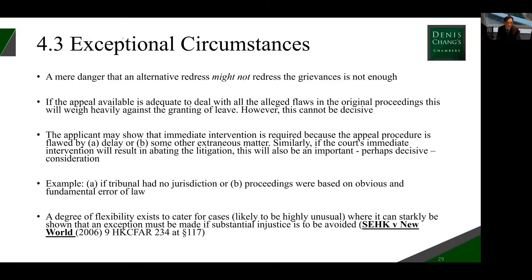The applicant may be able to show the court that you should intervene immediately because the appellate mechanism is flawed. For example, they're going to hear your appeal only after 2 years, or they do not fix a day for you for whatever reasons which you think is wholly unreasonable. Or in a very obvious case in which the tribunal has no jurisdiction, or the proceedings were based on obvious or fundamental errors of law. Of course, the million-dollar question is what can amount to an obvious and fundamental error of law. This is subject to debate, but the general principle is that it is quite difficult to go to the court of first instance by making an application for judicial review.